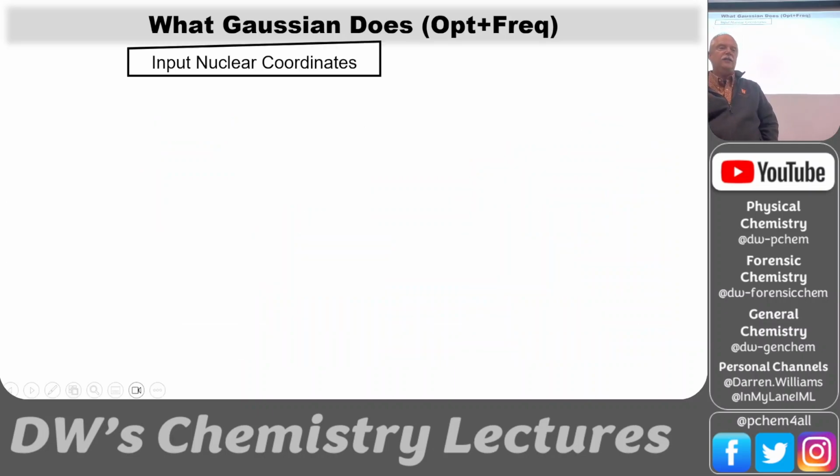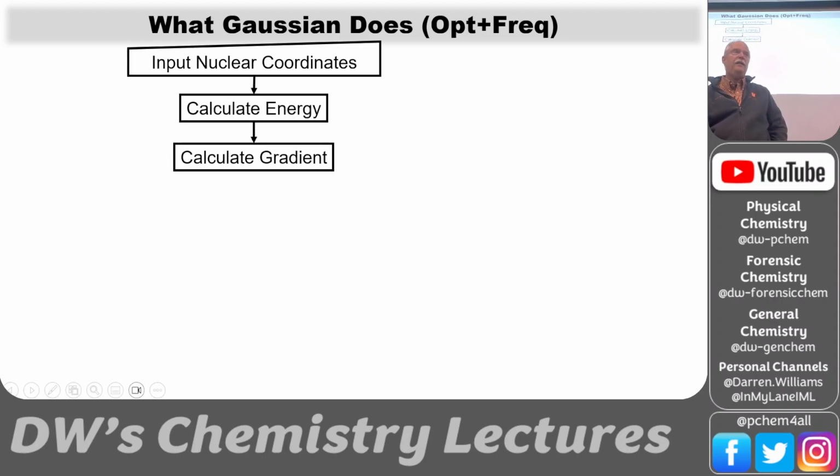So this is what Gaussian does. We input the nuclear coordinates. We calculate the energy. So what is that, the energy? It's the electron cloud energy. And of course, it takes into account the repulsion of the nuclei, but then also the attraction of the electrons. And it's the electrons that hold the molecule together. If you were to get rid of the electrons, all the bonds would blow apart because they're all the positive nuclei.